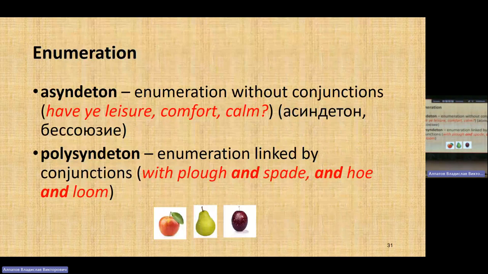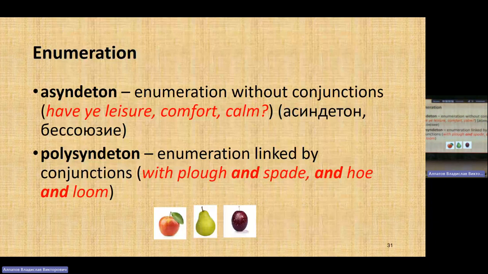Now, two more types of enumeration, which I'm sure you're familiar with from your seminar classes. These are asyndeton and polysyndeton, or asyndetic enumeration and polysyndetic enumeration. So enumeration without conjunctions and enumeration linked by conjunctions. So have you leisure, comfort, calm? Where does it come from?